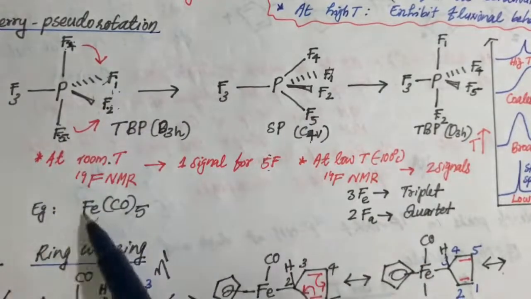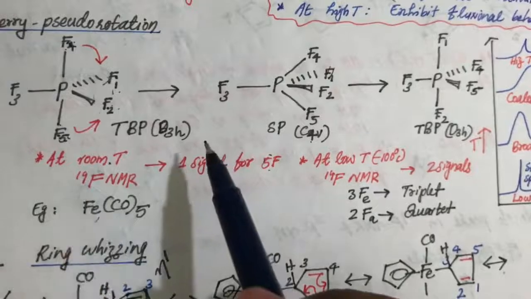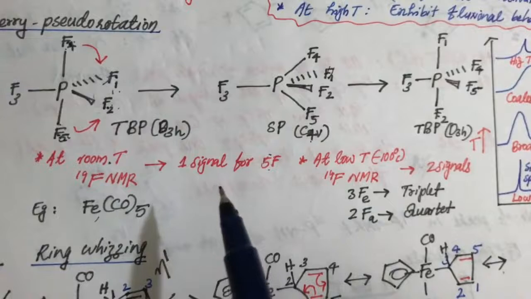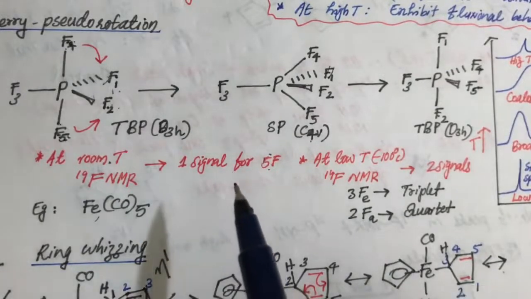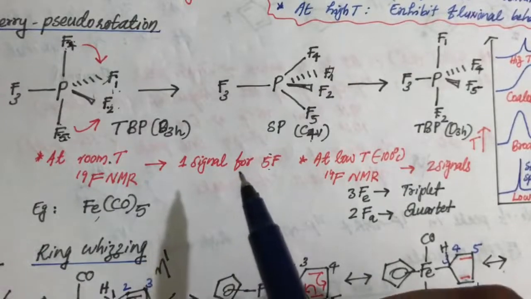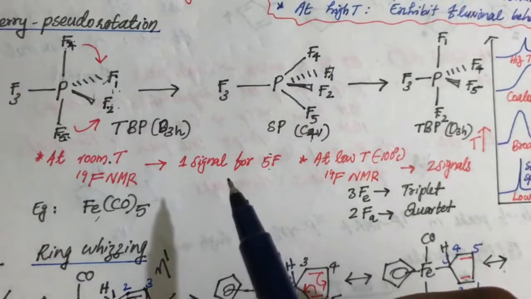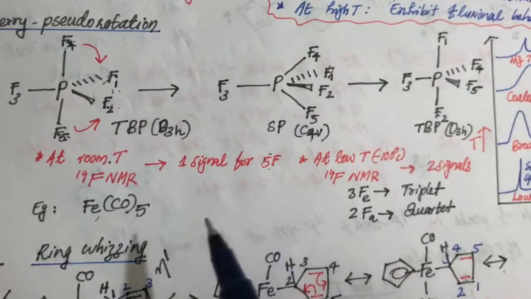So this is another example, the Fe(CO)5 molecule, which gives you this Berry pseudo rotation. In this kind of trigonal bipyramidal molecule, at a high temperature fluxional behavior by means of Berry pseudo rotation takes place, and that gives you only one signal. But at a low temperature it is rigid, and that molecule gives you 2 peaks corresponding to 2 chemical environments, that is equatorial and axial.